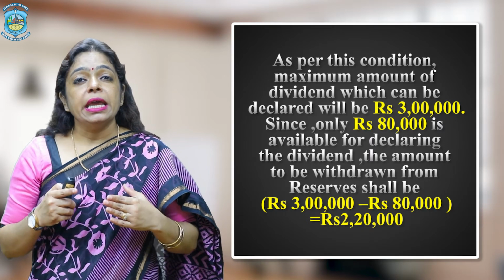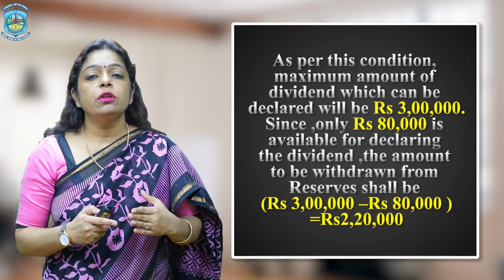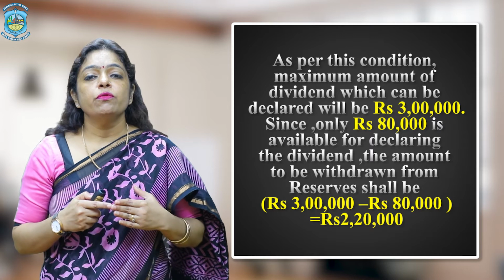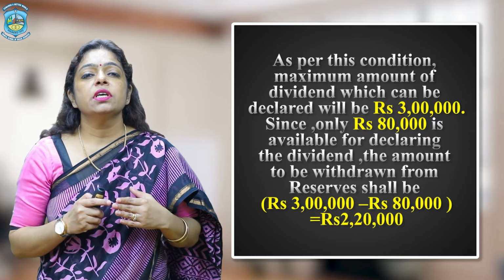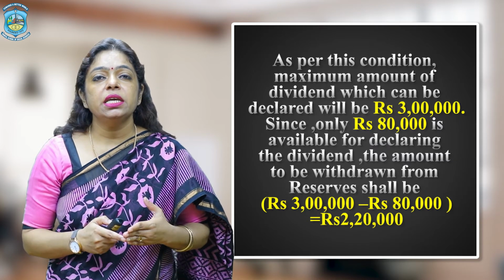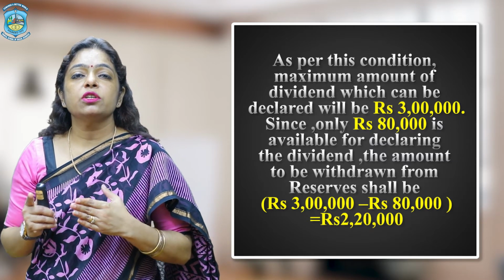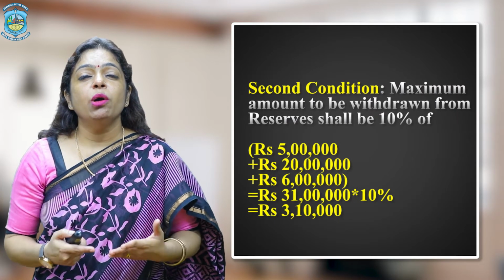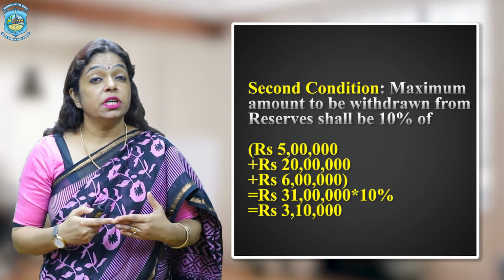Since only 80,000 is available for declaring the dividend, the amount to be withdrawn from the reserves shall be 3 lakhs minus 80,000, that is rupees 2,20,000. Second condition, how much is the maximum amount that can be withdrawn from reserves?